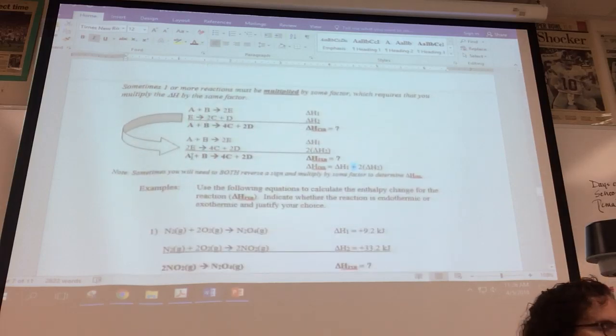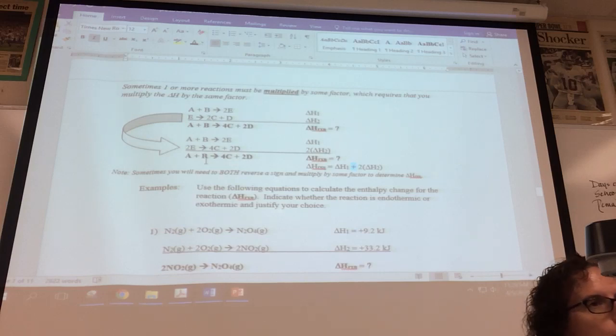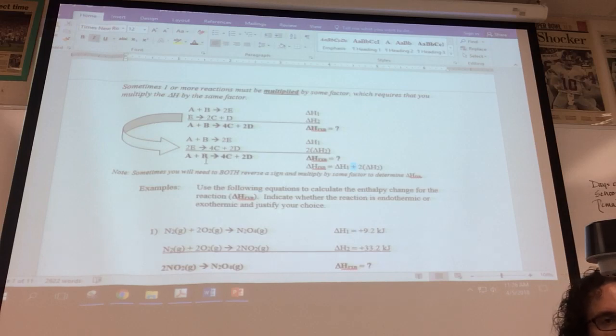Here's the last scenario, and then we'll work through 3 or 4 examples to make sure that you can calculate delta H for reaction, the change in enthalpy, using Hess's law. It says sometimes one or more reactions must be multiplied by some factor, and that requires that you multiply the delta H by the same factor. Make sure whatever you do to the equation, you do to the delta H.